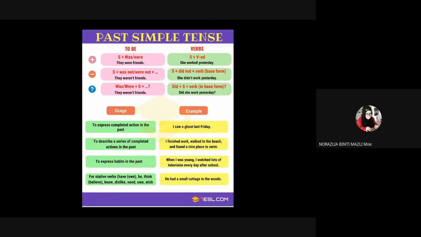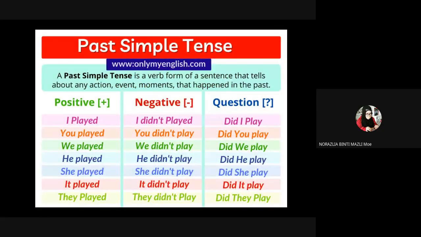Okay, continue. Okay, so past simple tense, ni yang teacher kata tadi tu. A past simple tense is a verb form of a sentence that tells about any action, event, moments that happen in the past. Sebab tu nama dia past. Sebab dia dah lepas. Okay, dah lepas pun benda tu. So yang ni yang tiga form tu lah.